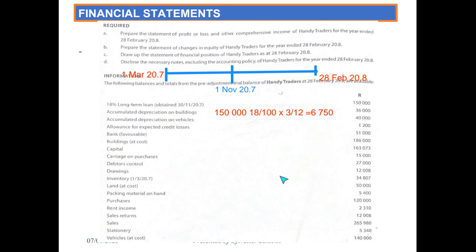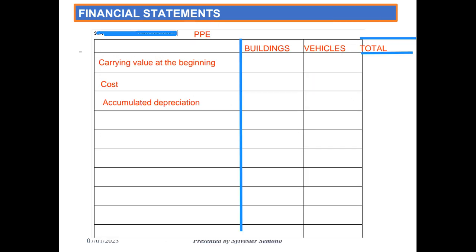Okay. So meaning this building was also at the beginning, and it didn't change until the end of the year. So I'm going to use this as the beginning, 186,000, because it didn't change.